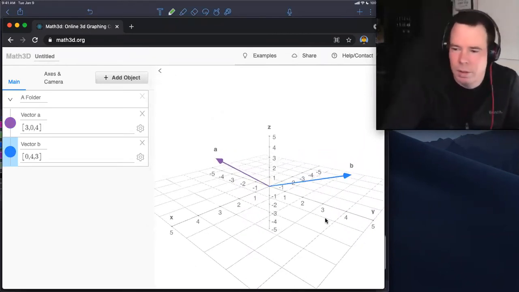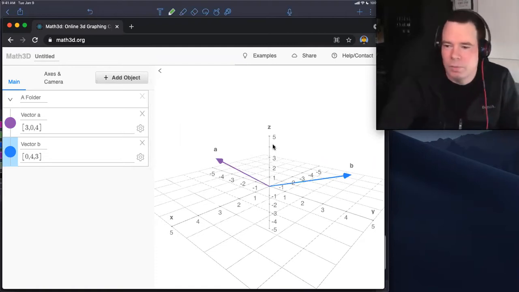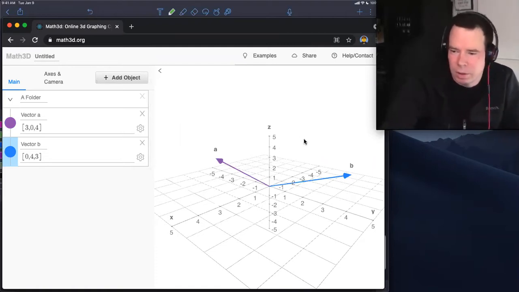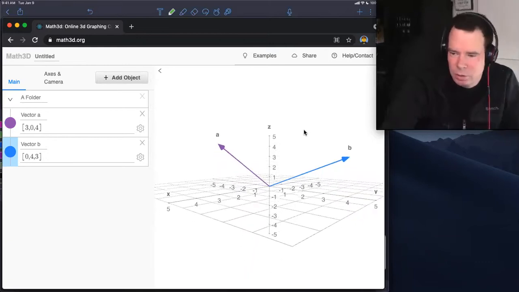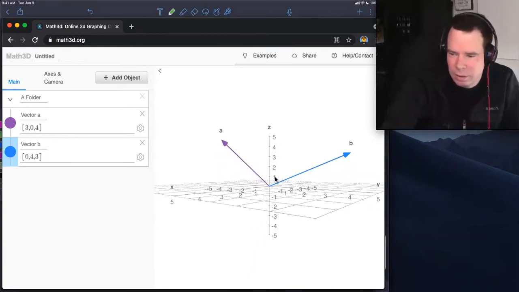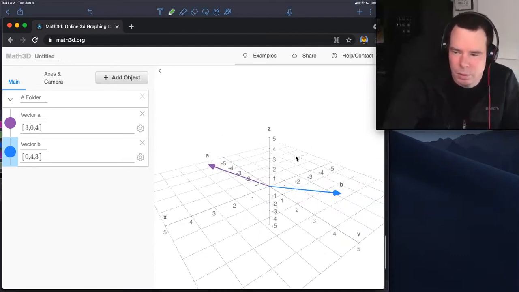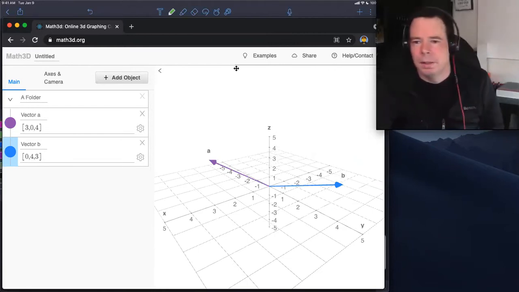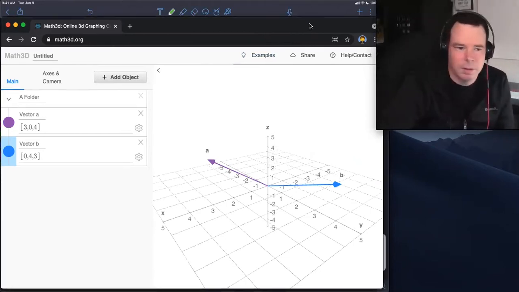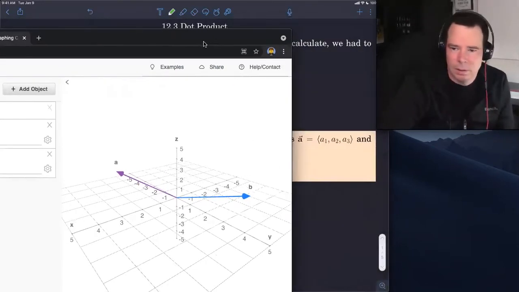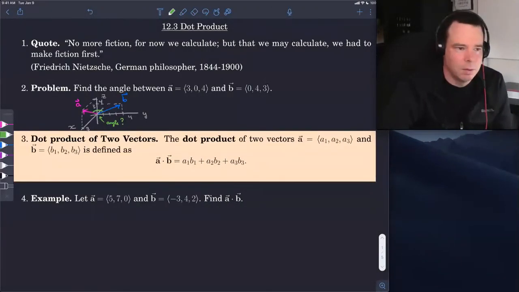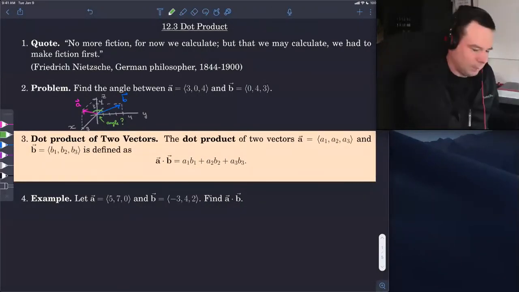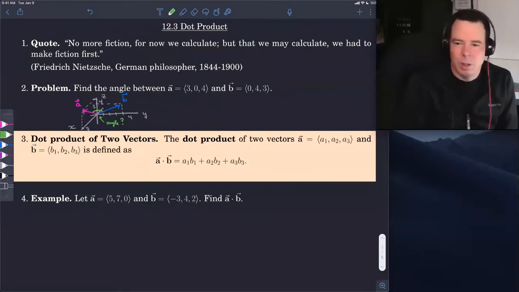What we're interested in, and this is the motivation for this entire section of the dot product, is what is the angle between these two vectors? So what is this angle here? That's what we're trying to find. Okay, so now we got a visual for what these vectors are. Now we're going to try to see if we can figure out how to get the angle between them. So I'll just move this back to my other screen. Okay, so that's our motivating problem.